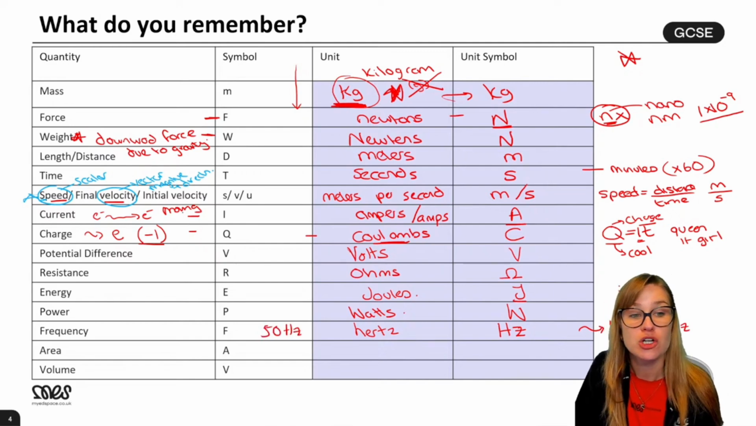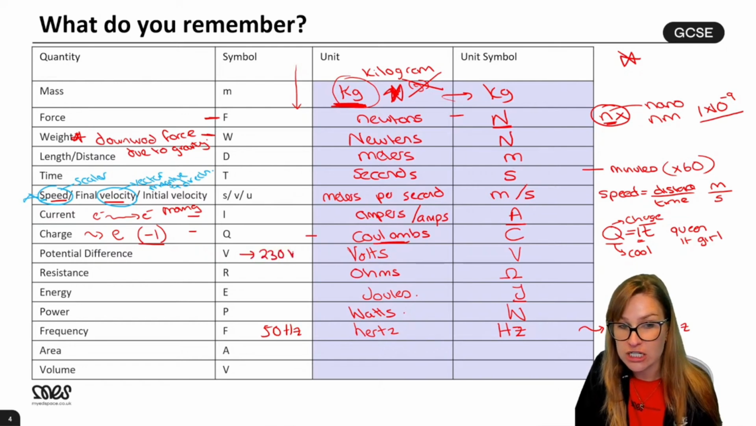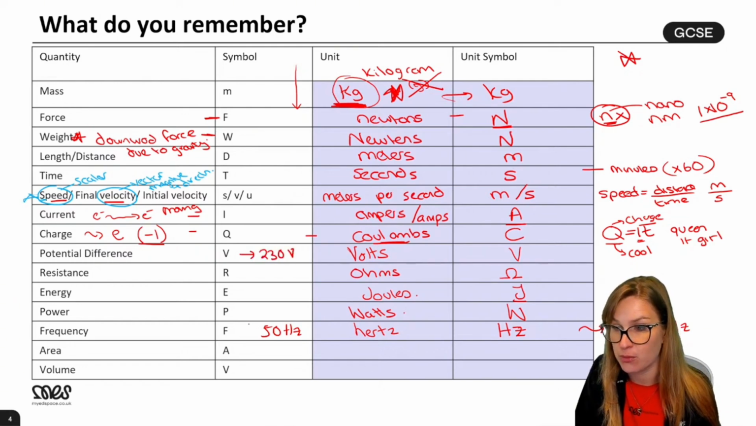What is 230? Good job. 230 is the voltage of all UK homes. So the voltage of all UK homes is 230. And we're going to revise that later today as well.